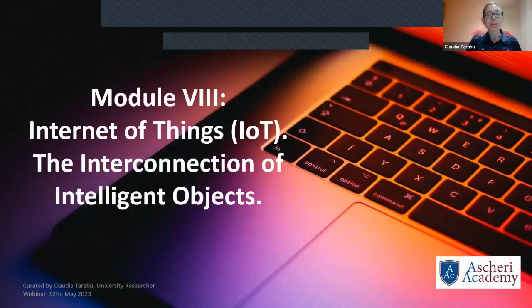In this module, we will study the Internet of Things, and in particular, we will discover the interconnection of intelligent objects.